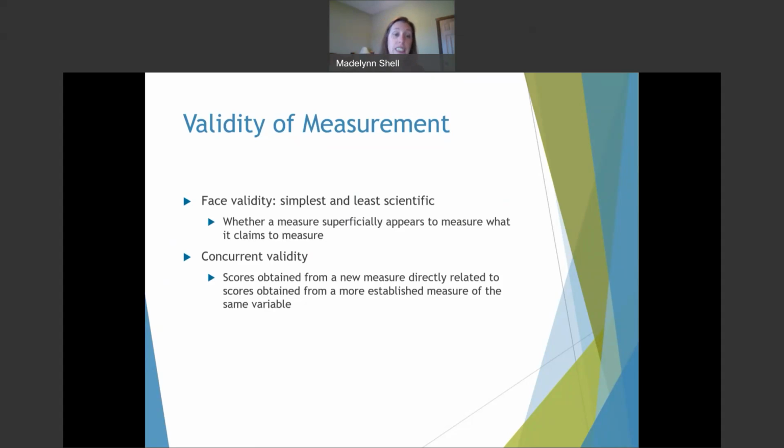Another aspect of validity is concurrent validity. So this is asking, do scores from a new measure relate to established measures? Okay, so if you have a new measure of depression, does it relate to existing measures of depression? If you're making a new IQ test, scores on your new test should be related to scores on a well-established IQ test, like the Wechsler scale.